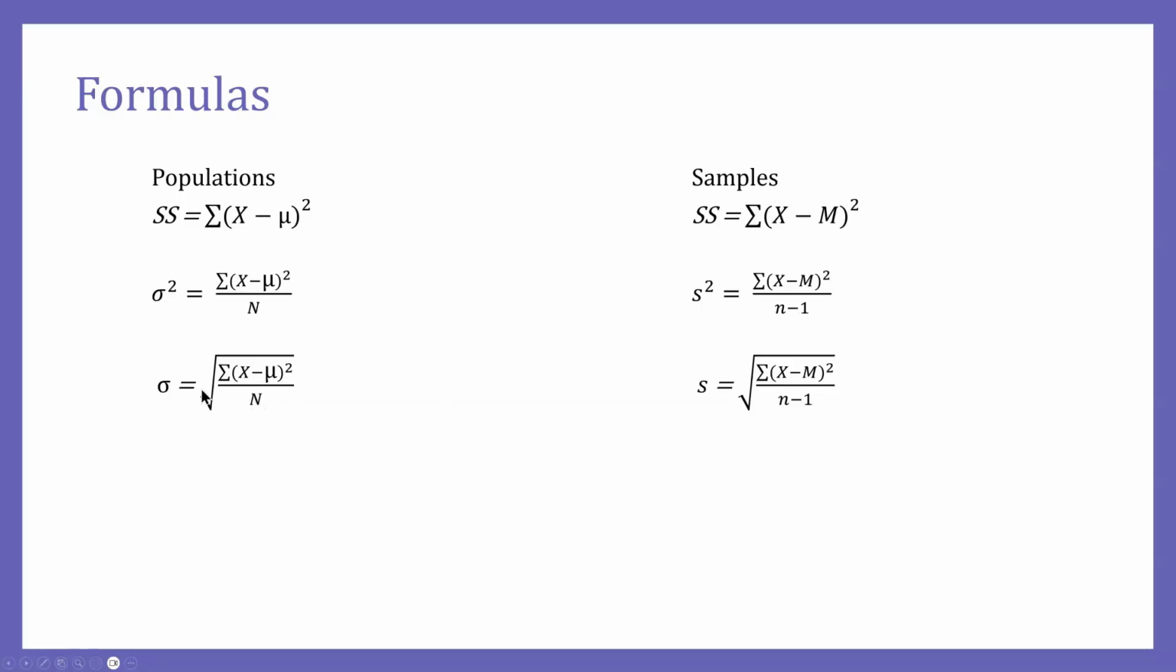And then we put it together, and basically the standard deviation is just the square root of up here. If you were to put everything together, this would be what the formula would look like. So we have the sum of our deviation score squared divided by n, and then take the square root of all that. For the samples, it's the sum of the deviation scores squared divided by n minus 1, and then take the square root of that.